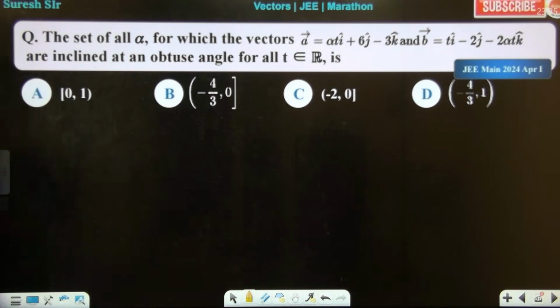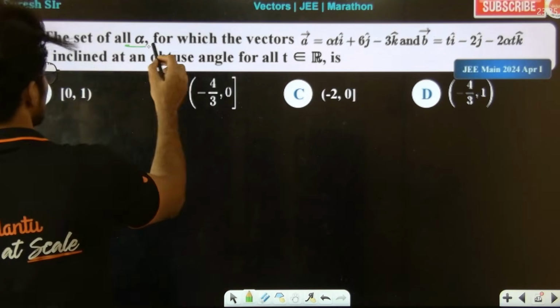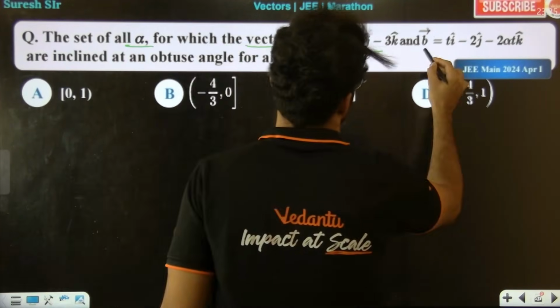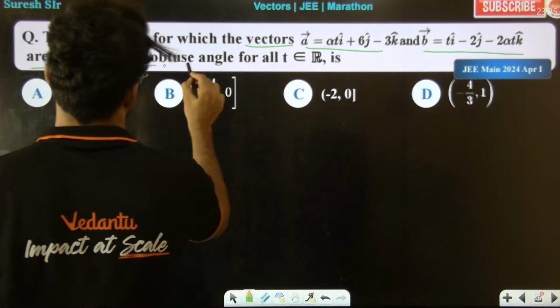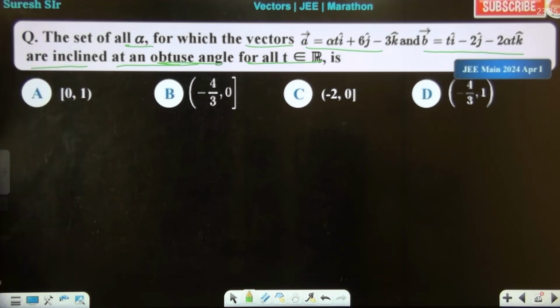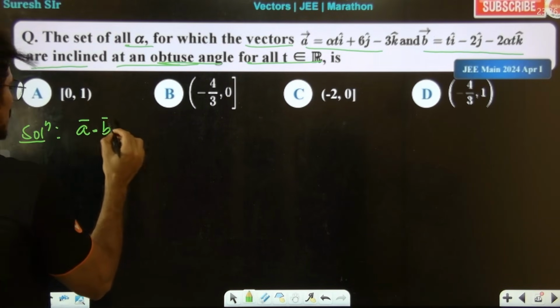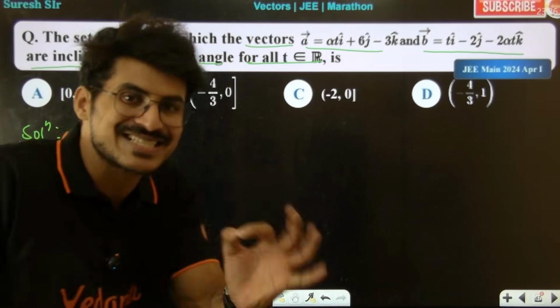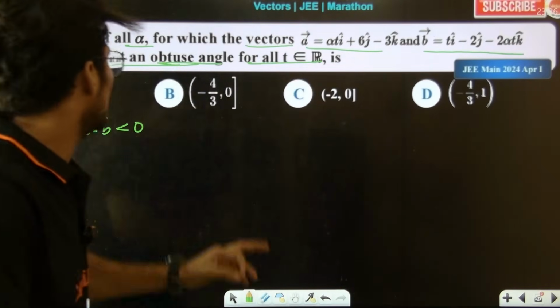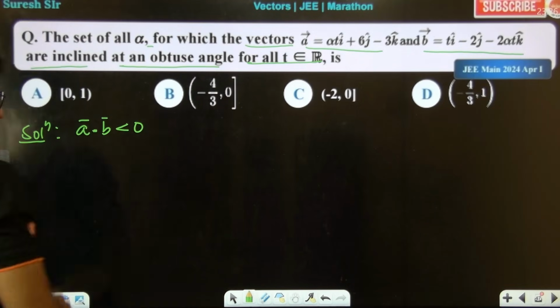Yes sir. Set of values of alpha for which the vectors A, B are inclined at an obtuse angle for all t belongs to R. So check, obtuse angle is given. Sir, inclined at obtuse angle means what, sir? Obtuse angle என்ன, dot product of these two vectors should be less than 0 for obtuse angle. Acute means I would have done A dot B positive. புரிதா? Yes or no? Yes sir.